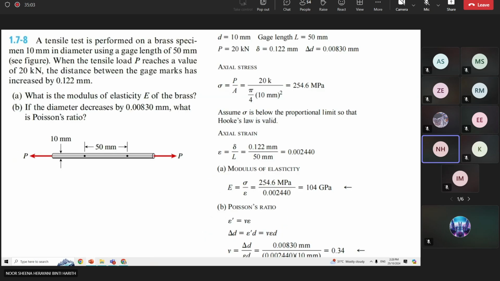Alright, so the last question. This is on a tensile test performed on a brass specimen 10 mm in diameter using a gauge length of 50 mm. So here is a gauge length of 50 mm. When the tensile load P reaches a value of 20 kilonewton, the distance between the gauge marks has increased by 0.122 mm. So here is the point of gauge, and when we put load P here, which is 20 kilonewton, the distance of this gauge increased by 0.122 mm.